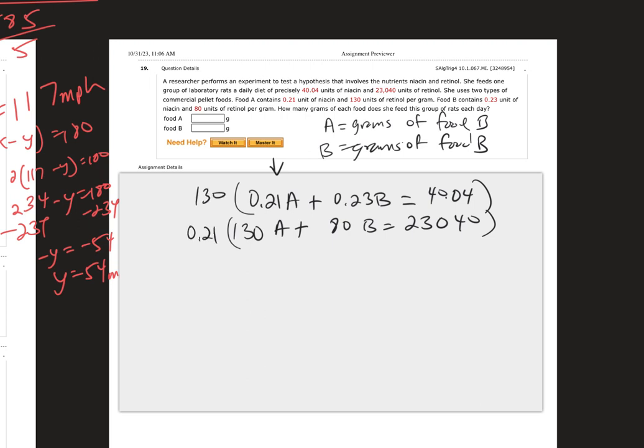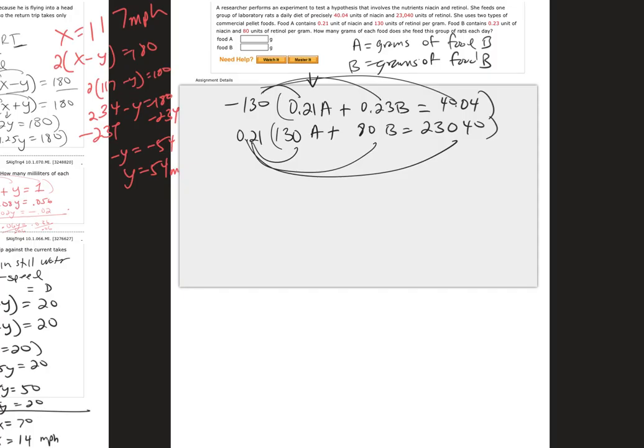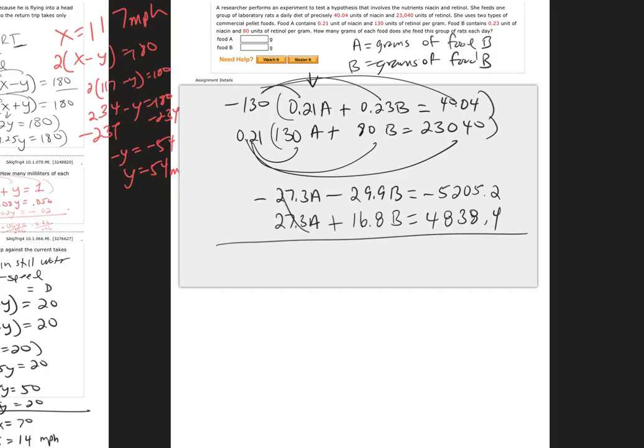One of those has to be negative for me to be able to cancel out the A's. So I'll make this one negative, and I'm going to distribute this to all 3. And I'm going to distribute this to all 3 by multiplying. So I'm going to pause and do that and come right back. Now that I've got these on here, I can cancel out my A's.